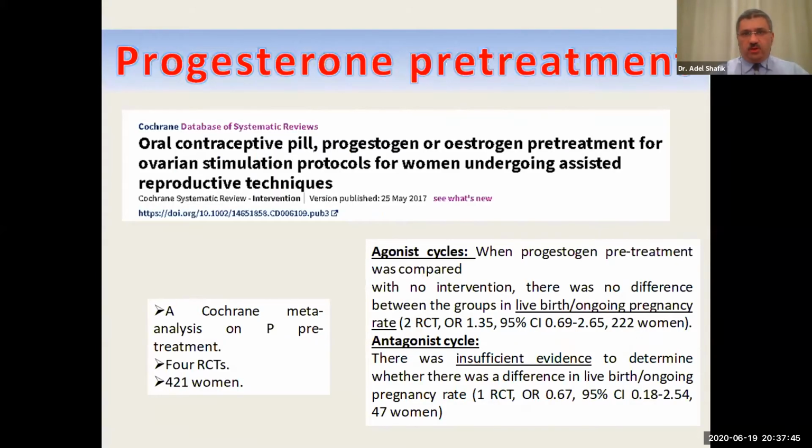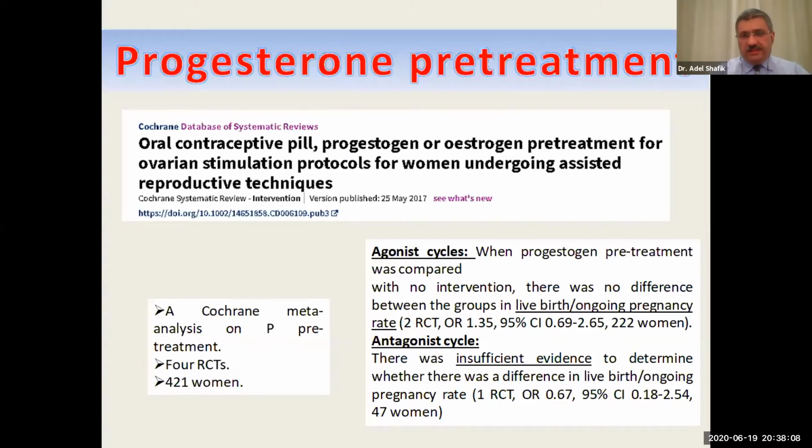Now moving to progesterone pretreatment, and again, they depended on the same Cochrane review database. They included 4 randomized control trials, 421 women, and they compared agonist cycles and antagonist cycles. As regarding agonist cycle, progesterone pretreatment, when compared with no intervention, there was no difference between both groups in live birth rate or ongoing pregnancy rate.